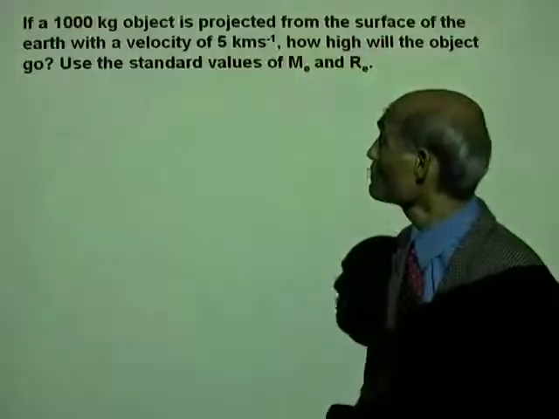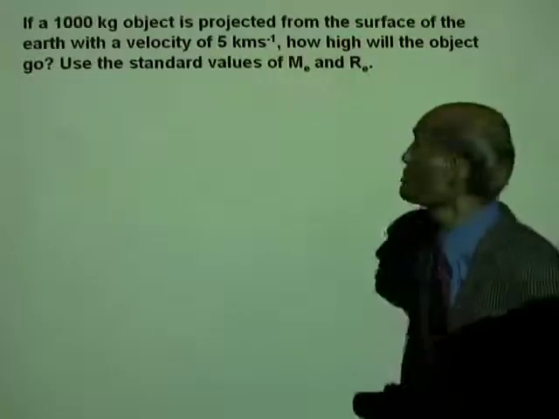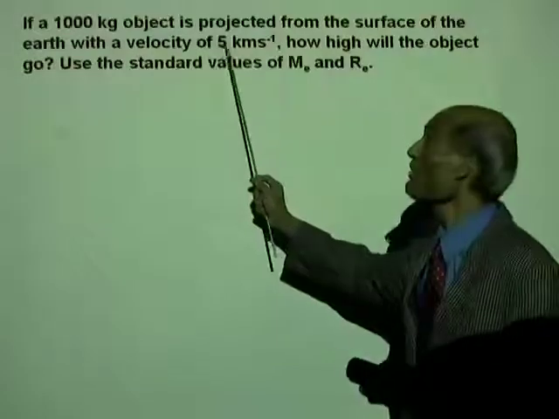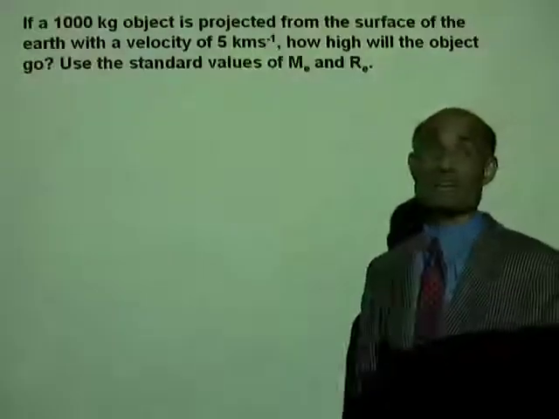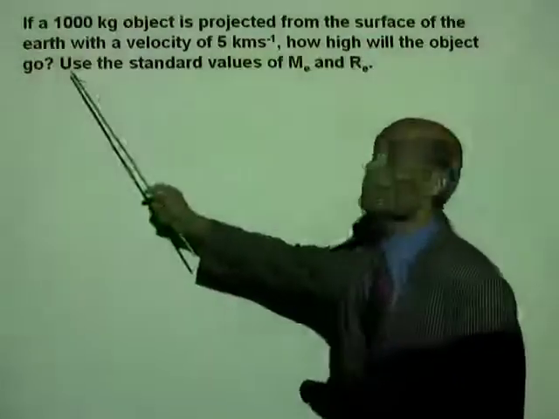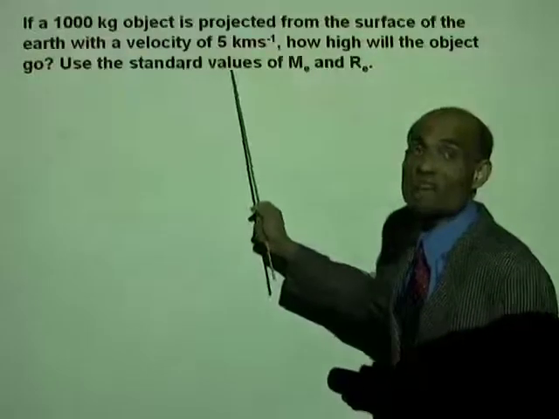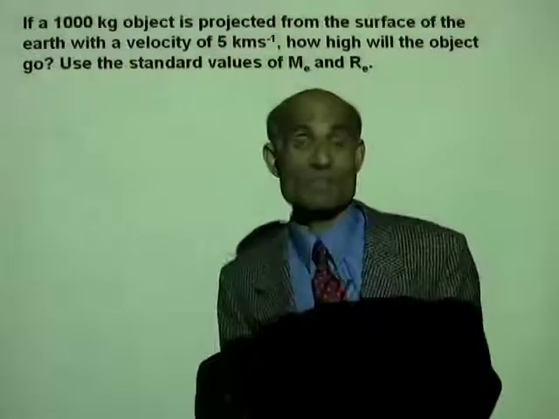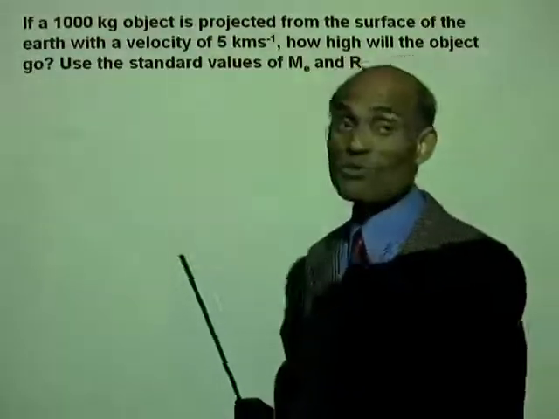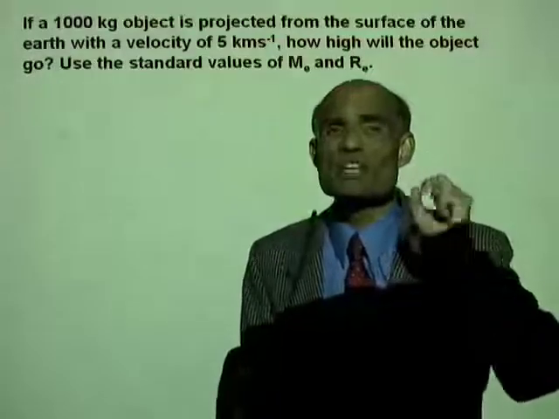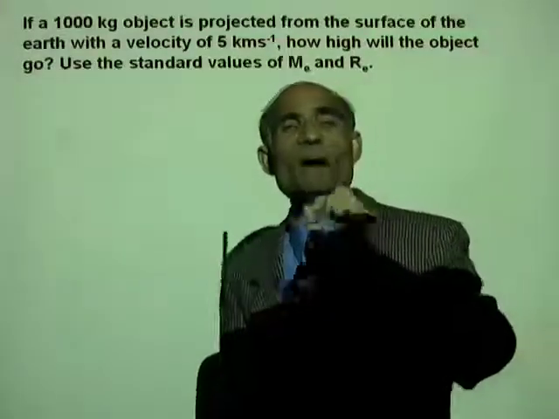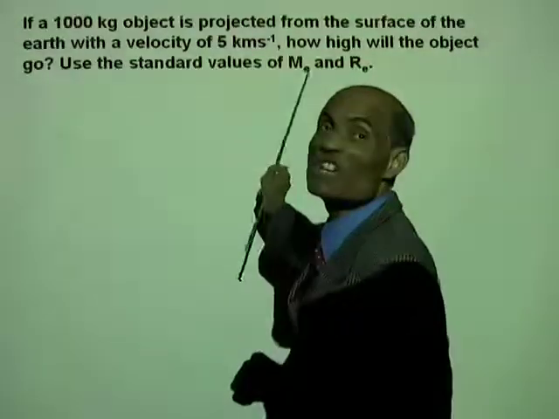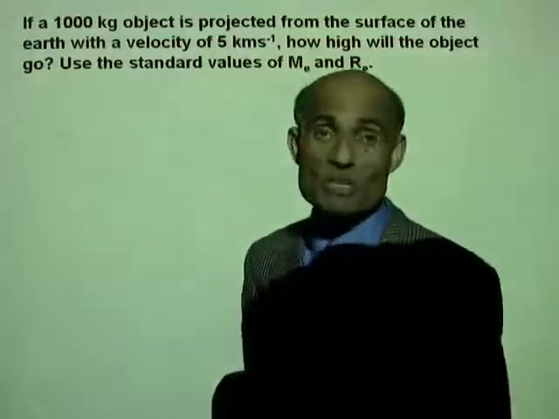If a 1000 kilogram object is projected from the surface of the earth with a velocity of 5 kilometers per second, how high will the object go? Use the standard values of mass of the earth and the radius of the earth. Well, wherever possible, we can replace GME by small g Re squared, thereby eliminate the need for using the mass of the earth.